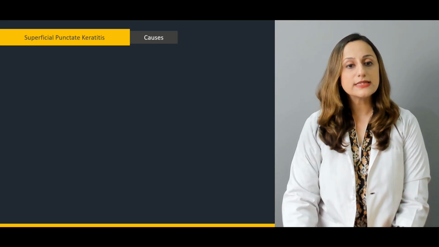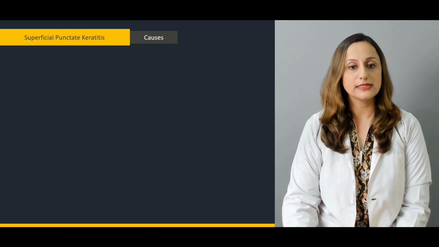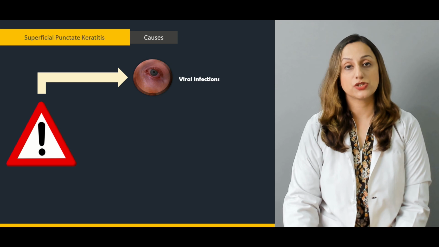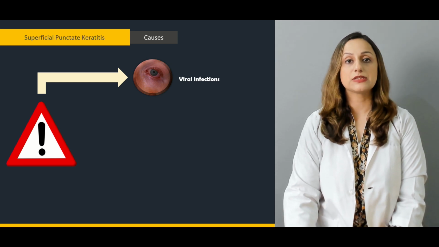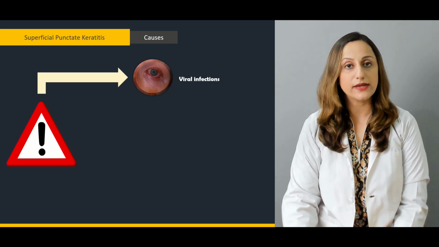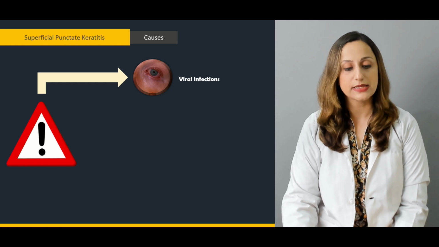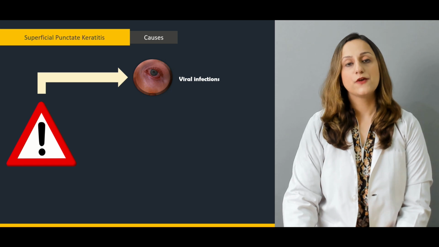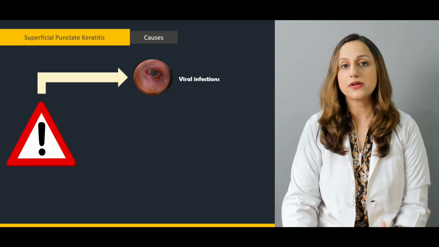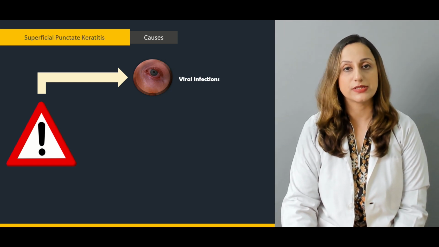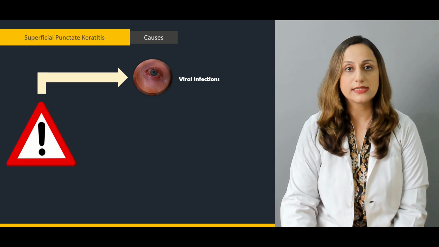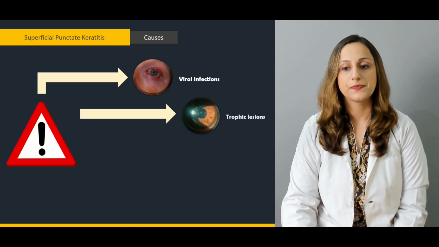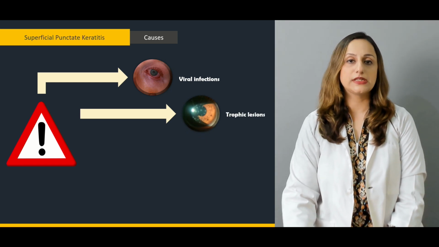The causes for the superficial punctate keratitis can be viral infections. So a lot of viral infections, for example, the herpes simplex virus, the herpes zoster virus, the epidemic keratoconjunctivitis, as well as the pharyngoconjunctivitis. So these are the typical viral infections that can result ultimately in a superficial punctate kind of keratitis in the patients. Then we can have the trophic lesions.